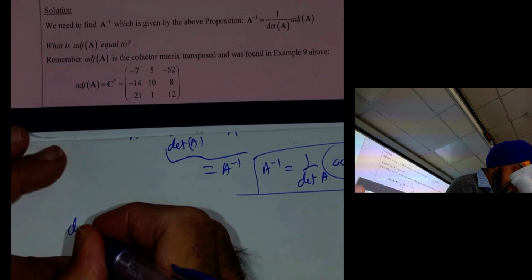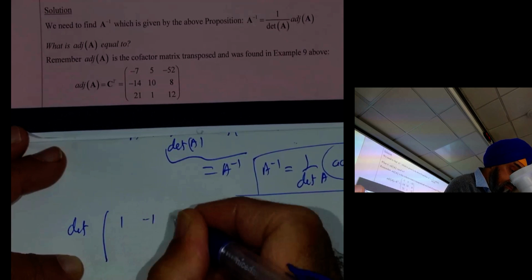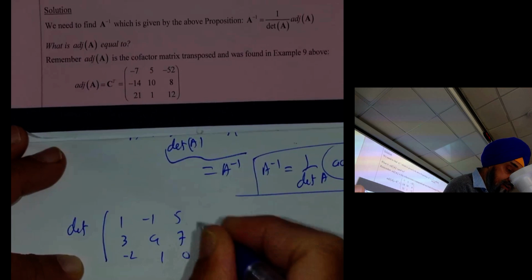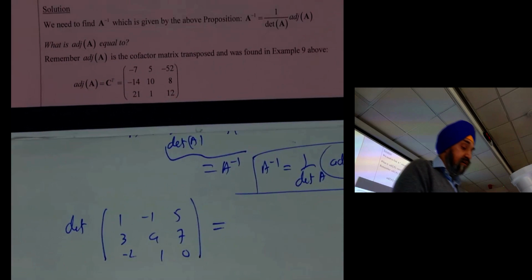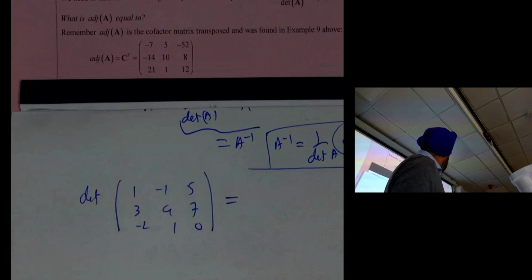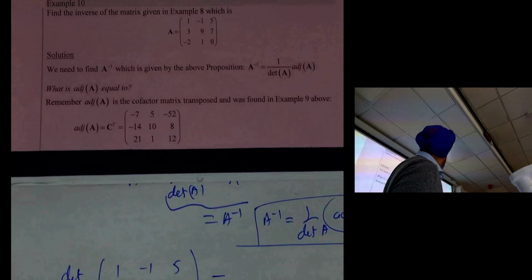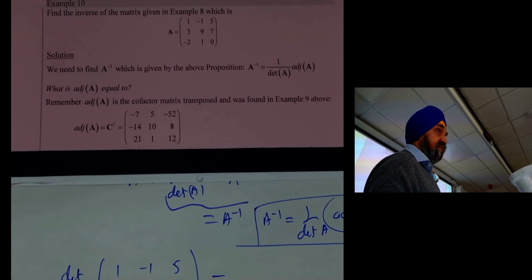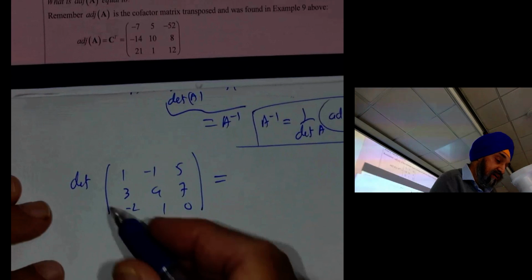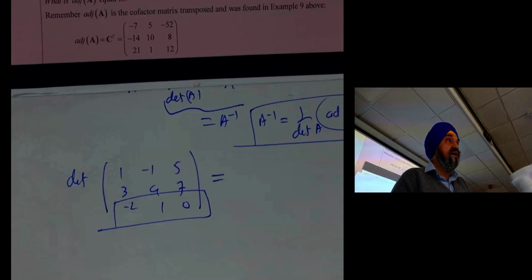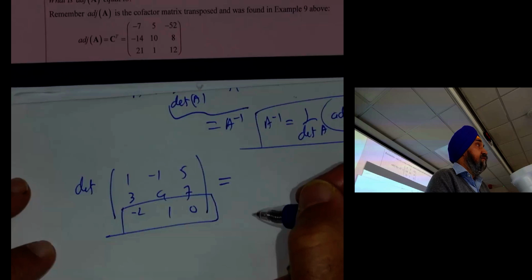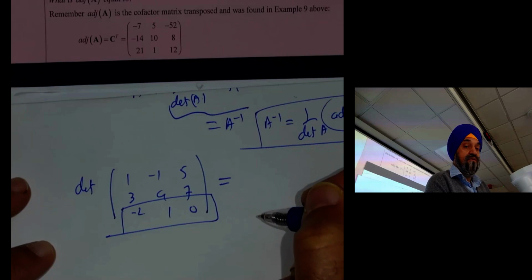So the determinant of 1 minus 1 5, 3 9 7, minus 2 1 0. I'm trying to find the inverse of that one. You've got to find the inverse of not the transpose matrix, or the cofactor, but the original matrix. So how do we find it? I would expand along the bottom row. Plus minus plus. So you tell me, I want to expand along that row there.